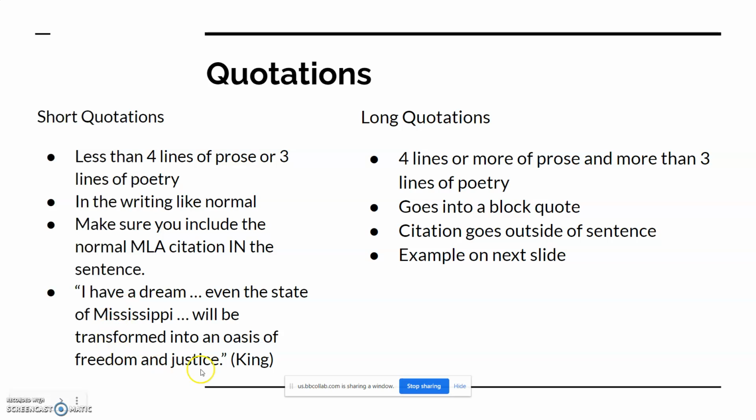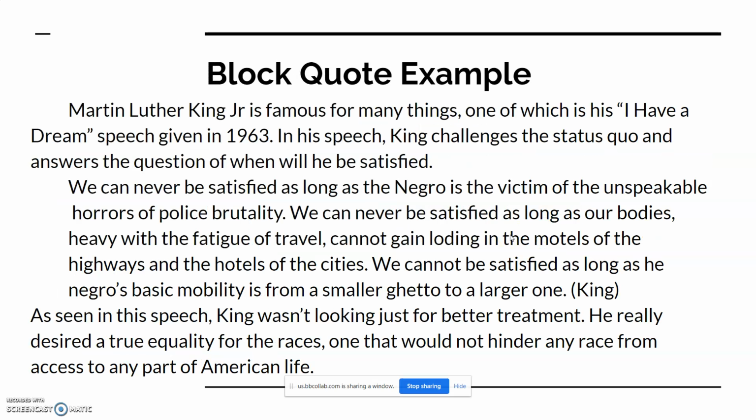There's no special formatting. However, you do have to use a long quotation or a block quote in your essay. That's when you have 4 lines or more of prose or more than 3 lines of poetry. So if in your essay the quote you're copying takes up more than 4 lines, then you need to put it in a block quote. The citation will go outside of the sentence and the formatting itself looks a little bit different, as you can see here. So this is my paragraph.